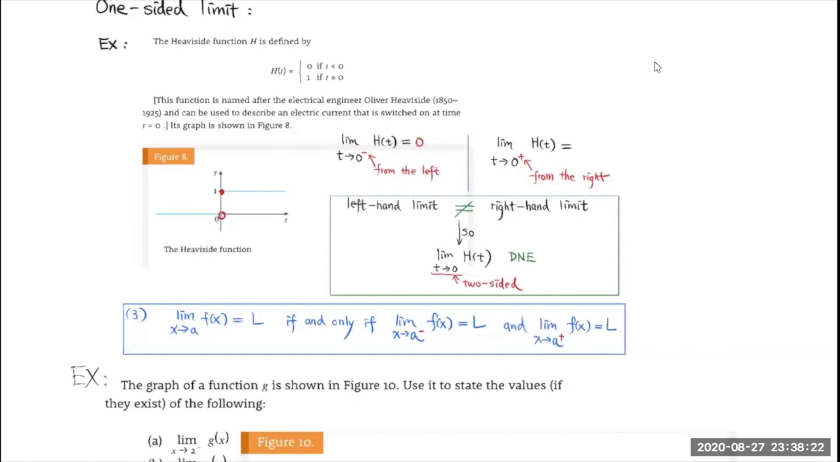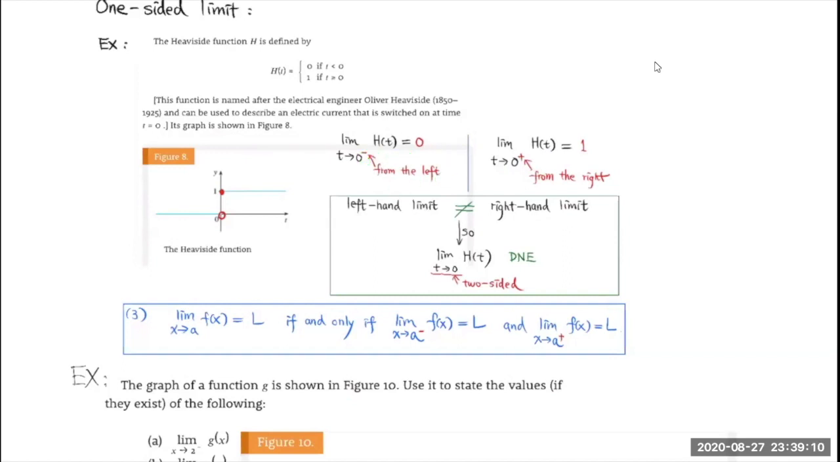Now what about if t approaches 0 from the right side? When t approaches 0 from the right side, remember you have to go along the curve. The function always takes on the value 1 on this side. So when t approaches 0 from the right side, the function is going to approach 1. So this limit here is equal to 1, and we call this the right-hand limit. This one over here is the left-hand limit.